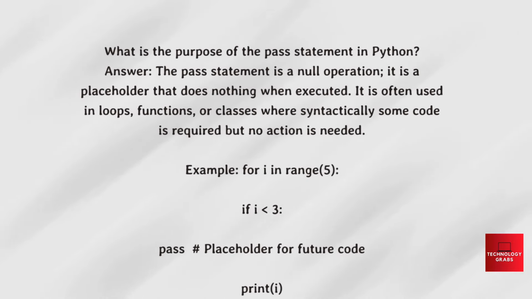What is the purpose of the pass statement in Python? Answer: The pass statement is a null operation. It is a placeholder that does nothing when executed. It is often used in loops, functions, or classes, where syntactically some code is required, but no action is needed. Example: for i in range(5): if i == 3: pass # placeholder for future code; print(i).